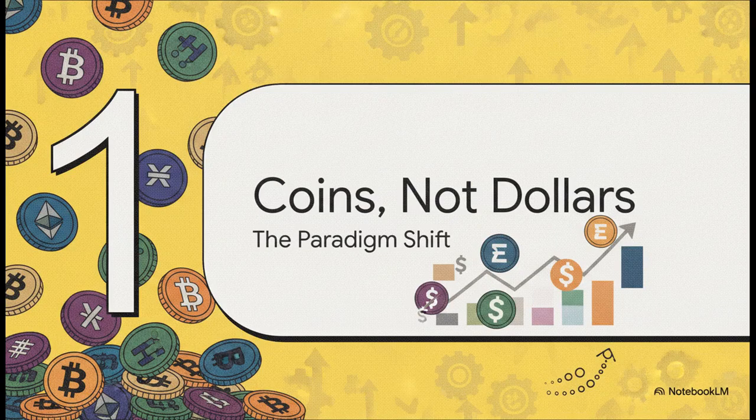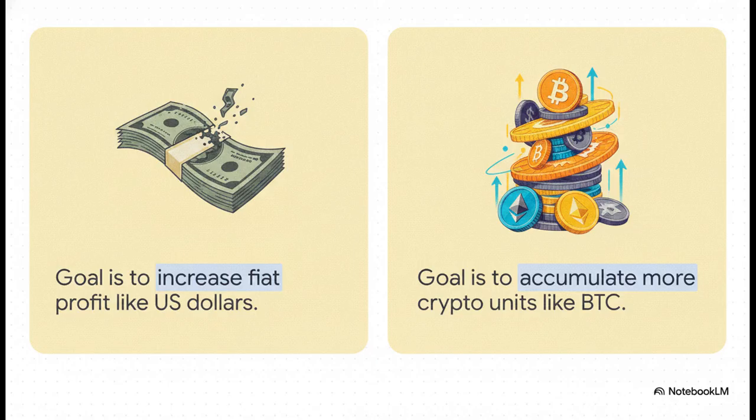So starting off with section 1, coins, not dollars, the paradigm shift. Look, before we even touch an API key, we really have to challenge the standard mindset that traps so many retail traders. On the left side here, we have standard trading, right? The goal is simple: increase your fiat profit. You buy a token, you hope the dollar value goes up, and you sell.